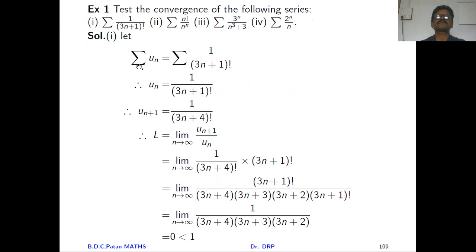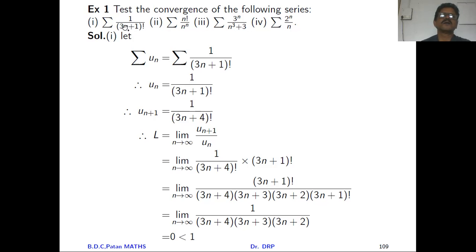So see what the given problem is. Test the convergence of the following series. The first series is summation 1 upon (3n plus 1) factorial. The second is summation n factorial upon n raised to n. The third is summation 3 raised to n upon n cube plus 3. The fourth is summation 2 raised to n upon n. One by one we will discuss each and every problem.